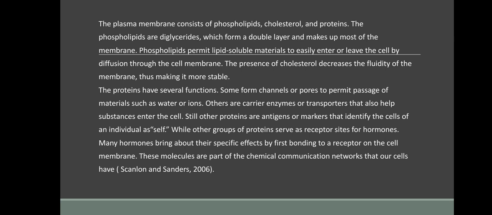Many hormones bring about their specific effects by first bonding to a receptor on the cell membrane. These molecules are part of the chemical communication networks that our cells have. So, this is somehow attached to the nervous system. We have receptors. The receptors help us send messages to the brain, and then the central nervous system communicates with the effectors.